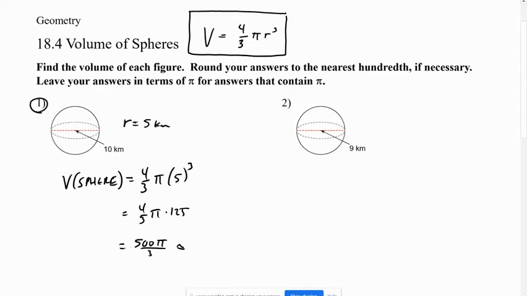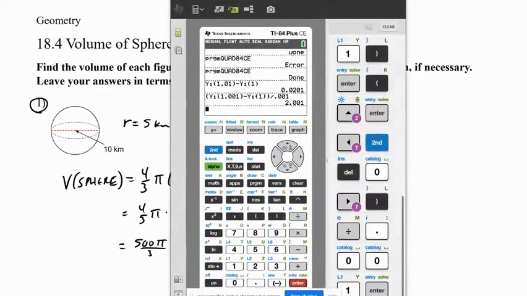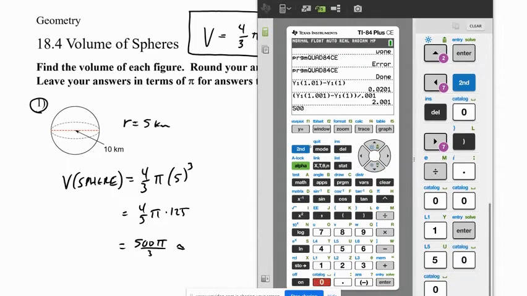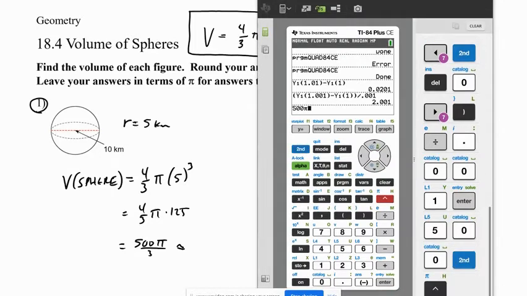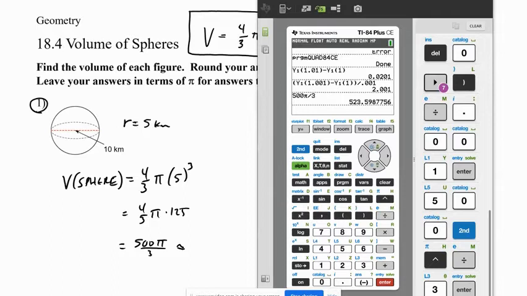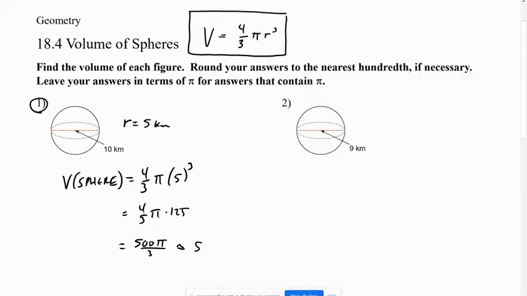And then we can approximate that by typing that into a calculator using the pi button. So we have 500 pi divided by 3, and that is about 523.60. And since it's volume, that's going to be in kilometers cubed. Okay, go ahead and pause your video and try number 2 and press play when you're ready to see the solution.